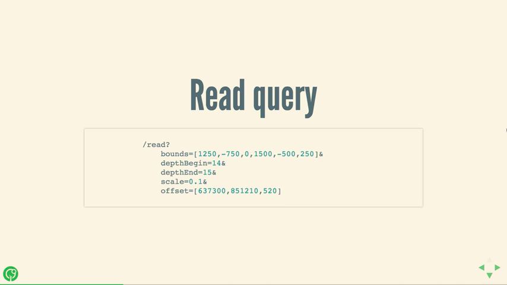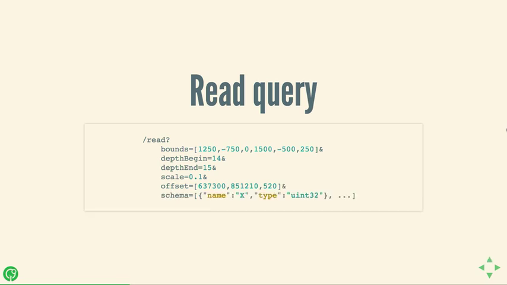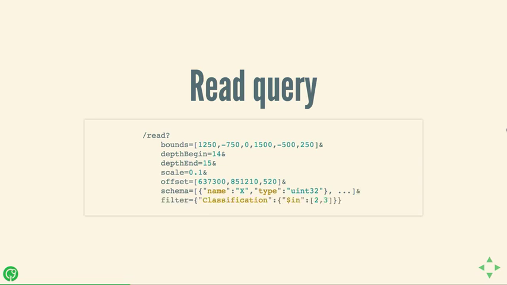So you give it some bounds. You can give it depth ranges within the octree. You can do scaling and offsetting. You can pass which attributes you'd like. If you're a renderer, you probably don't care about a lot of them. You only care about maybe XYZ and RGB. If you're doing exploitation of the point cloud, you might care about more than that.